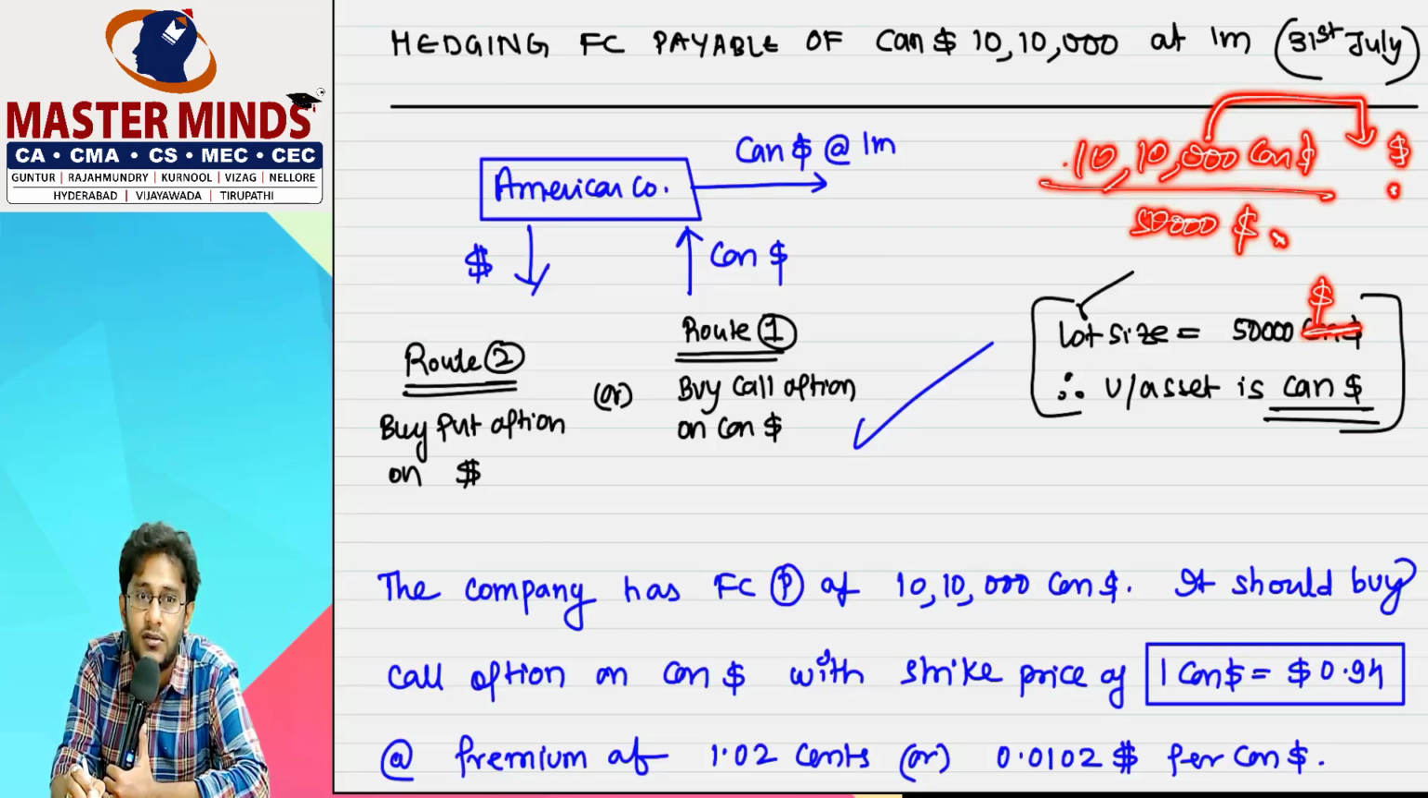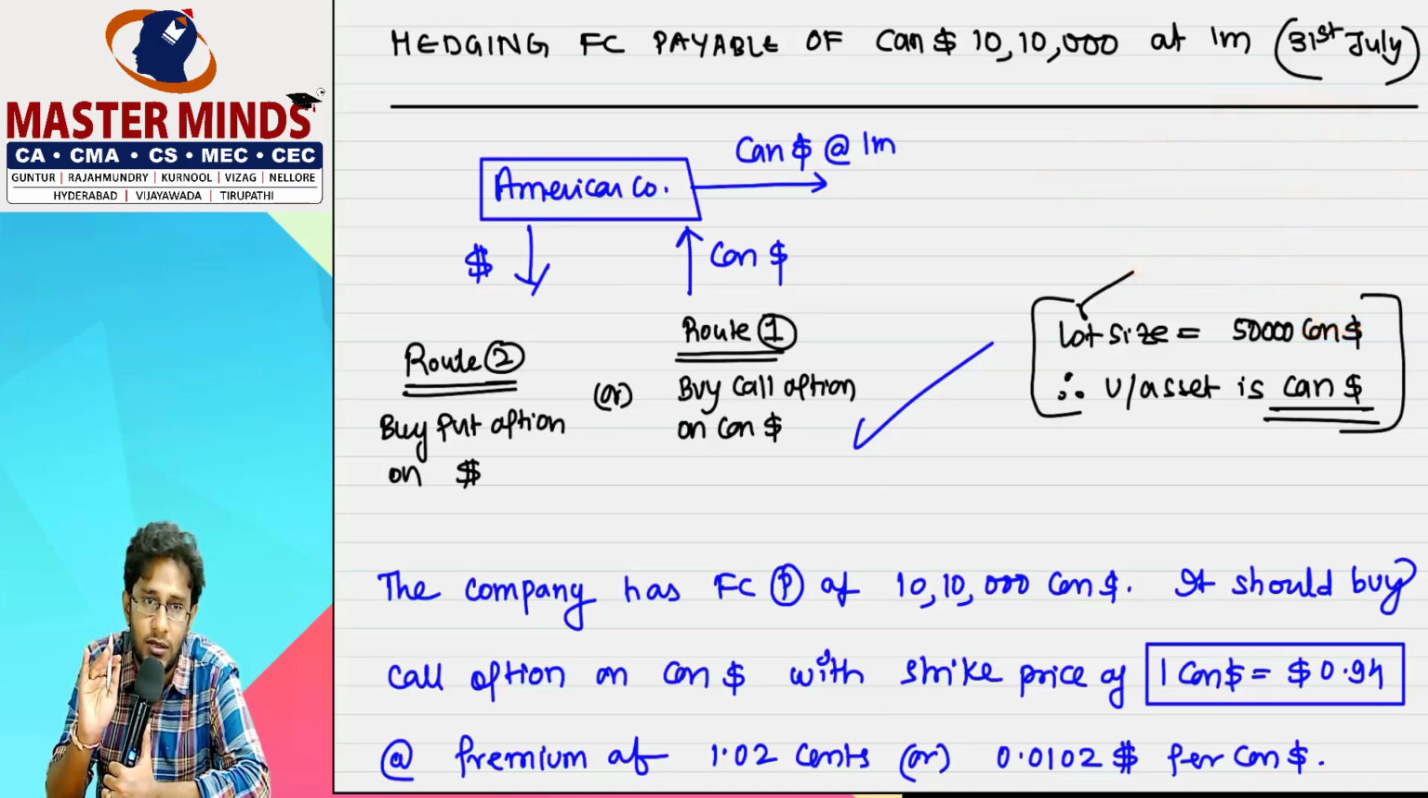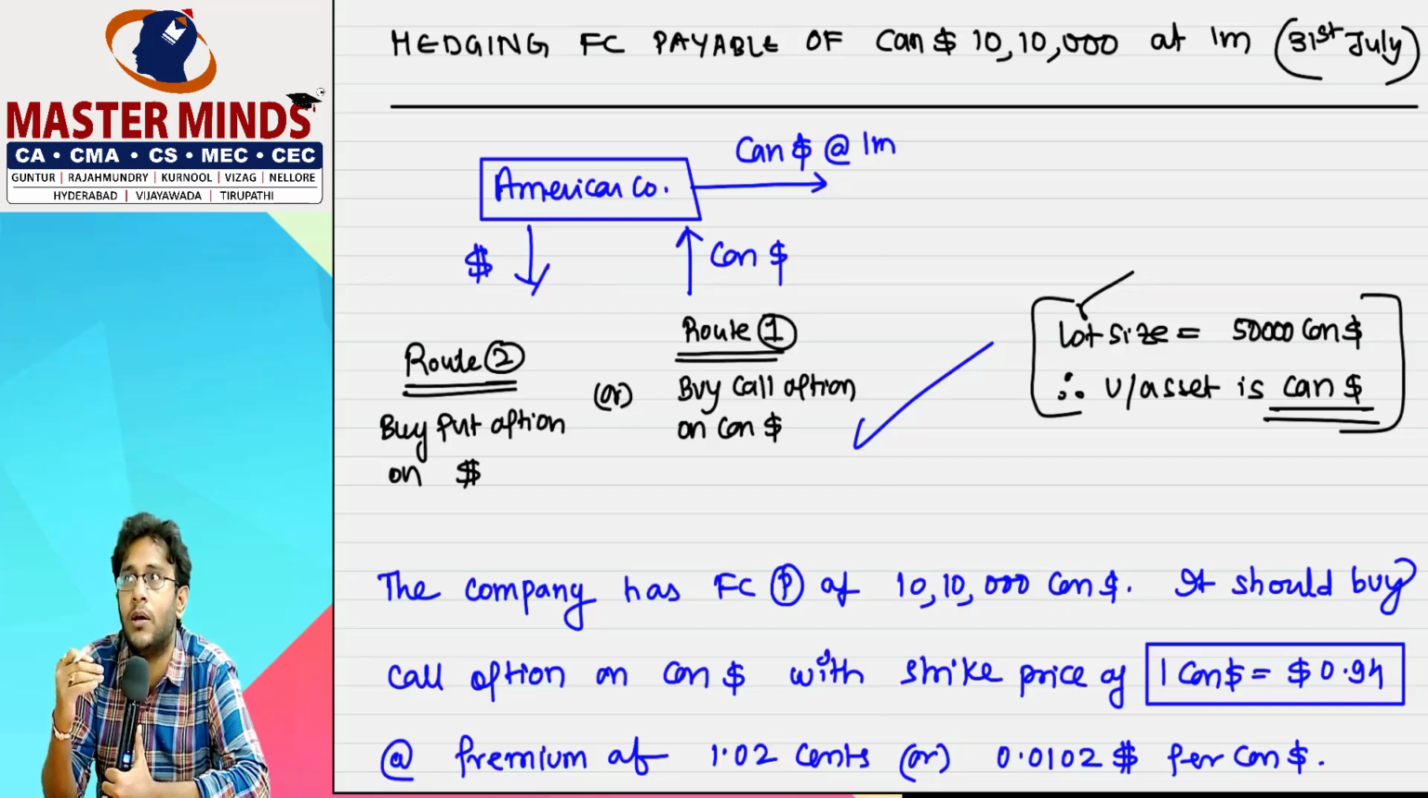Which rate? Strike price. Use the strike price and convert this FC payable into your home currency amount at the strike price. That you have to divide by the lot size, then you will get the number of contracts. Like that you have to work it out. Are you understanding, sir? This sum is easy because the FC payable currency and your underlying asset currency are both the same.